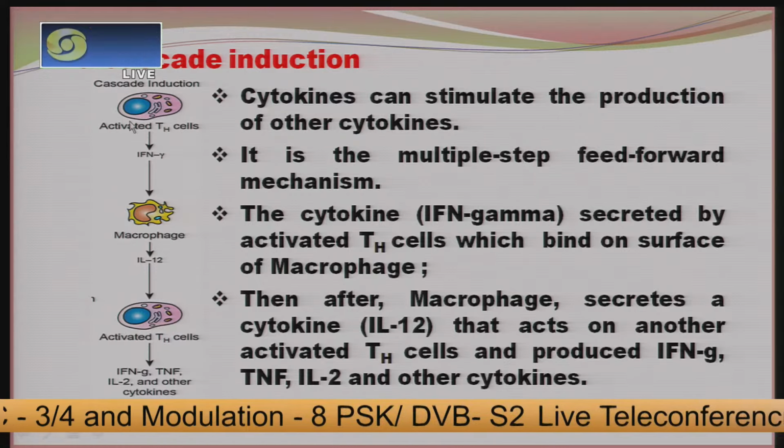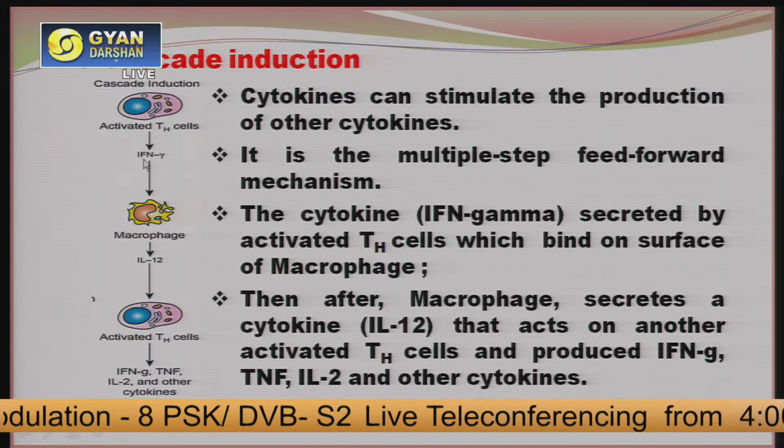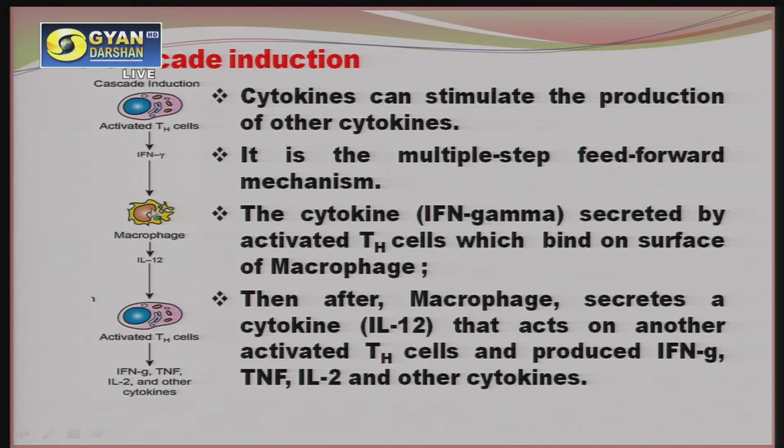One cell, the activated T helper cell, produces interferon gamma. It is able to bind on the surface of the macrophages, which release interleukin 12. Interleukin 12 will bind again to the activated T helper cells. They produce interferon gamma, tumor necrosis factor, interleukin 2 and other cytokines. So it is a cascade type of reaction.